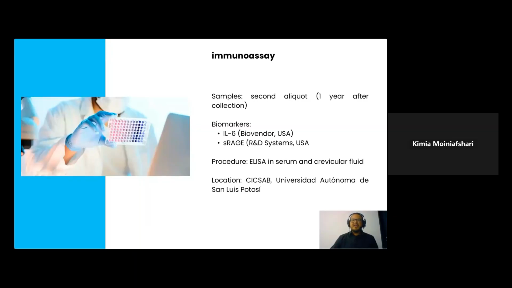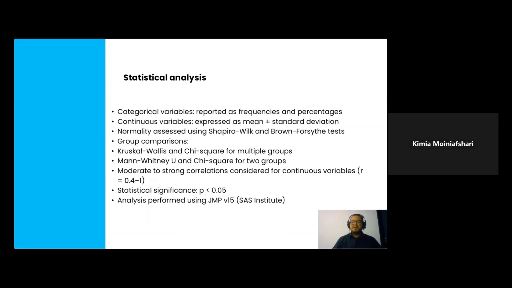Two biomarkers were analyzed: interleukin-6 using BioVendor kits from the USA and sRAGE using R&D Systems, also from the USA. Both were measured using the ELISA technique in serum and gingival crevicular fluid at the SIGSAB laboratory of the Autonomous University of San Luis Potosí. These standardized and highly sensitive procedures allow precise detection of both local and systemic inflammation markers.